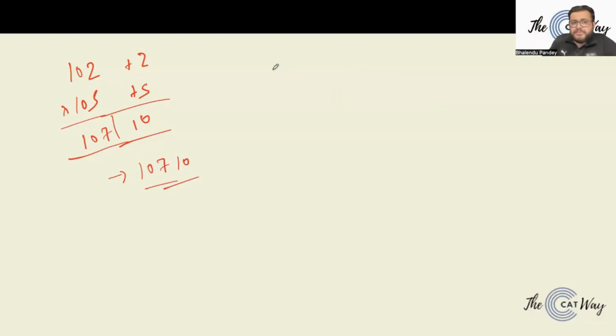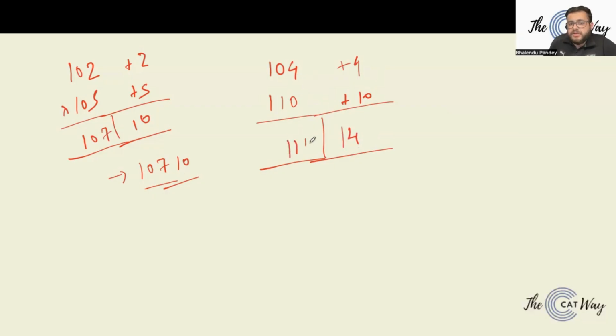Let's take some more examples. Let's say this time we have to do 104 multiplied by 110. So this is plus 4, this is plus 10. What do we do? Over here, we get 4 plus 10, 14. Over here, we get 114. So my answer eventually becomes 114 and 14.